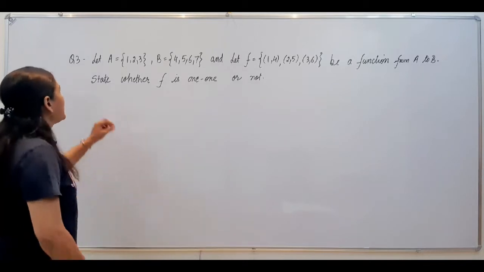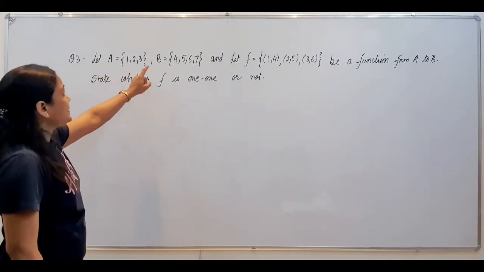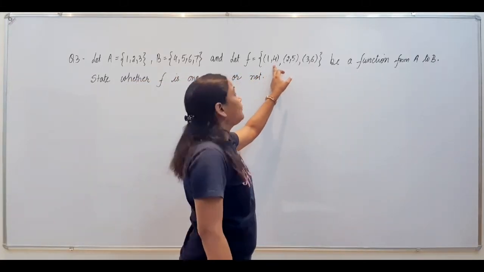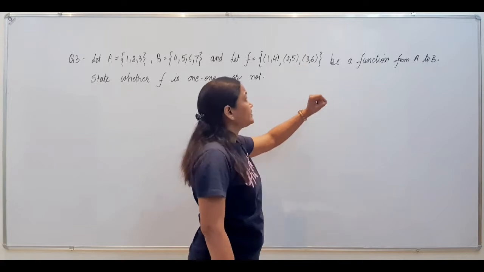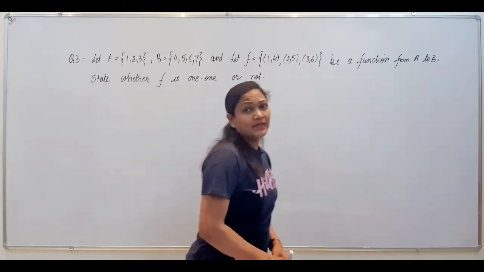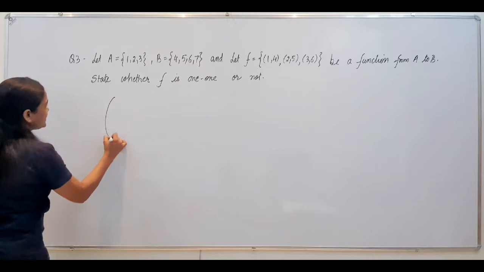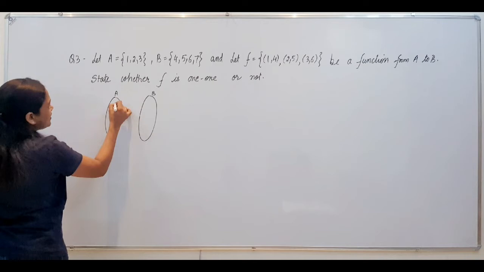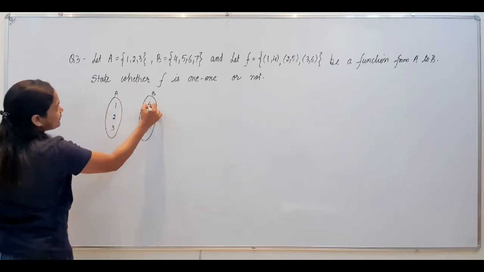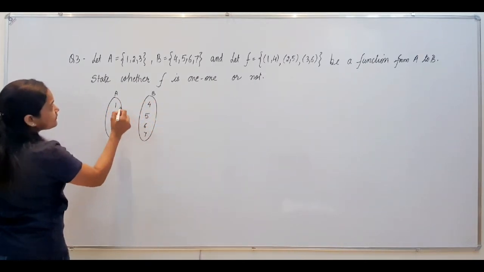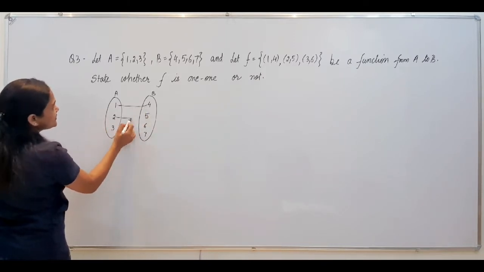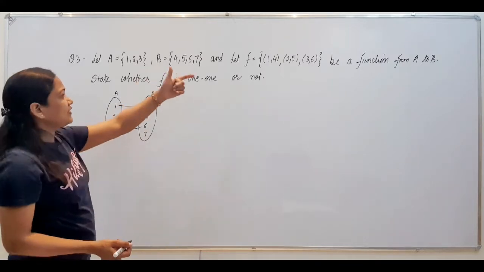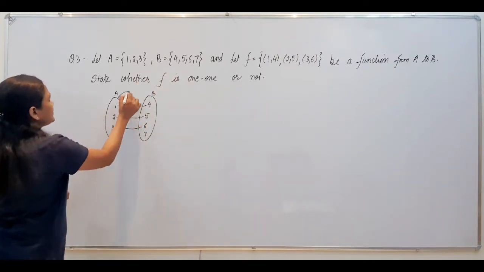Your third question is, let A is {1, 2, 3}, B is {4, 5, 6, 7}, and let your function be defined as 1 is related to 4, 2 is related to 5, and 3 is related to 6. Be a function from A to B. आपका A से B के बीच में your function is defined as, let us take Venn diagram, 1 2 3, 4 5 6 7. 1 is related to 4, 2 is related to 5, and 3 is related to 6. This type of mapping your function has.